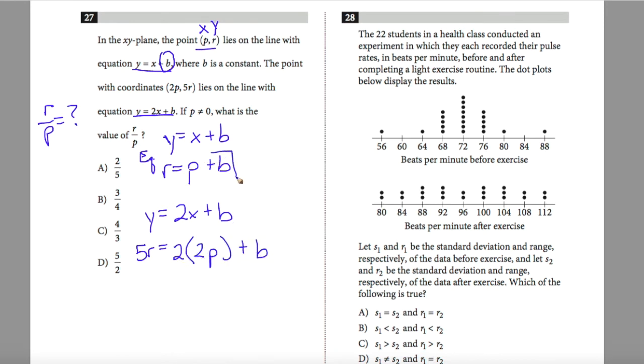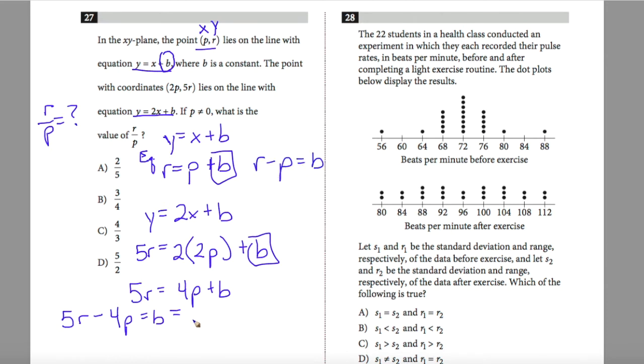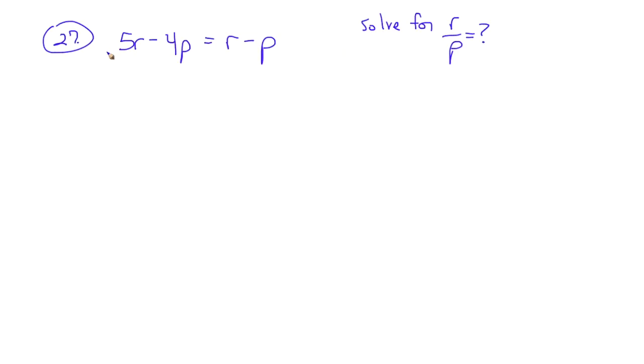B is a constant, so b should be the same for both, meaning that I can solve these equations and set them both equal to b. If I have 5r equals 4p plus b, then I can manipulate this equation to say that 5r minus 4p equals b. Why do you care about that? Because now I can do the same for the other: r minus p equals b. So if b is the constant, then r minus p is going to equal 5r minus 4p. Now I have my expression of 5r minus 4p equals r minus p.